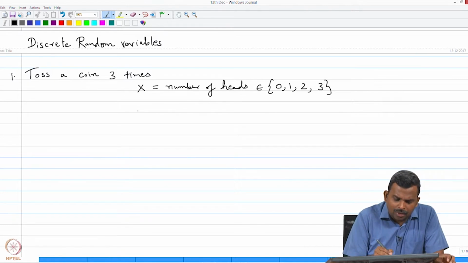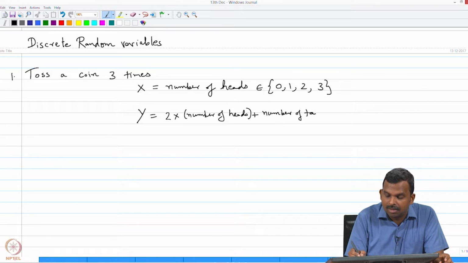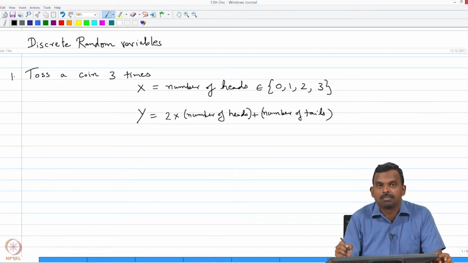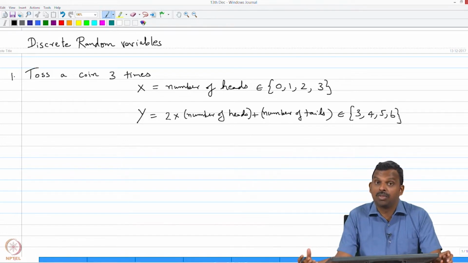For instance, I could define a random variable y which is, let us say, I mean you can come up with so many different definitions. For instance, 2 times the number of heads plus the number of tails, let us say. Okay. So, this, if you actually carefully look at the possibilities, this will actually take 3, 4, 5 or 6. This will be the number of values that it will take.